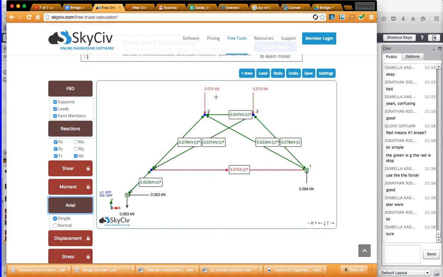So that's what we want to do: we want to minimize this number right here. We don't want this number to be big. And this number looks huge, to be honest with you. This member over here, I have a feeling that if this bridge were actually built, it will break right here, because this thing is pulling away with 0.07 kilonewtons.